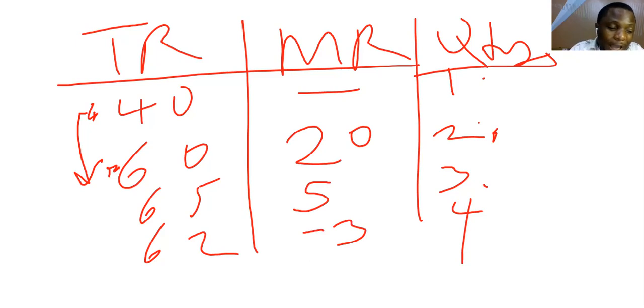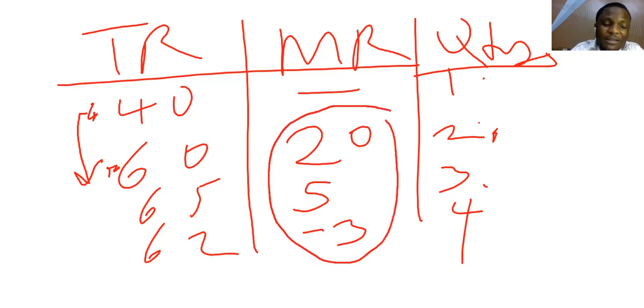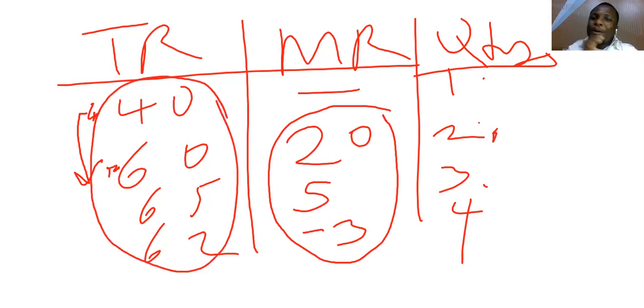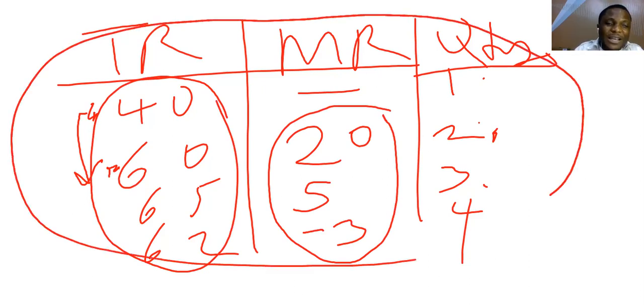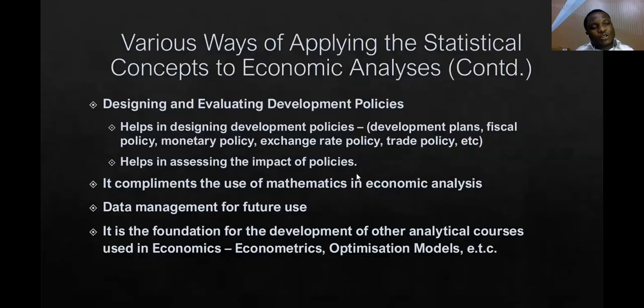Mathematics tells you how to get marginal revenue. Statistics shows you total revenue. So they both complement themselves. This table that I have used to represent this is statistics. So I can say that statistics complements the use of maths to solve economic issues.